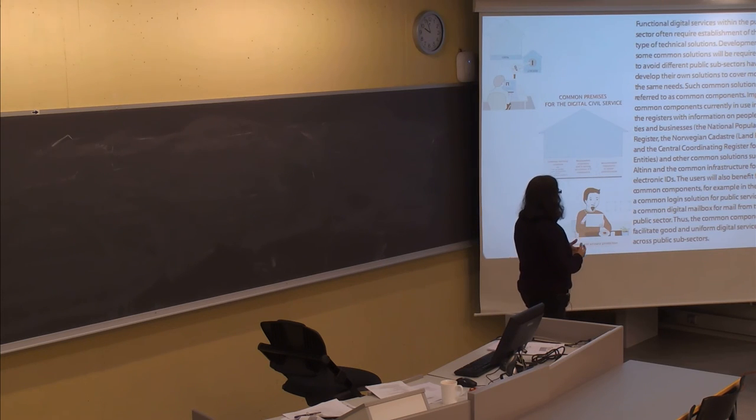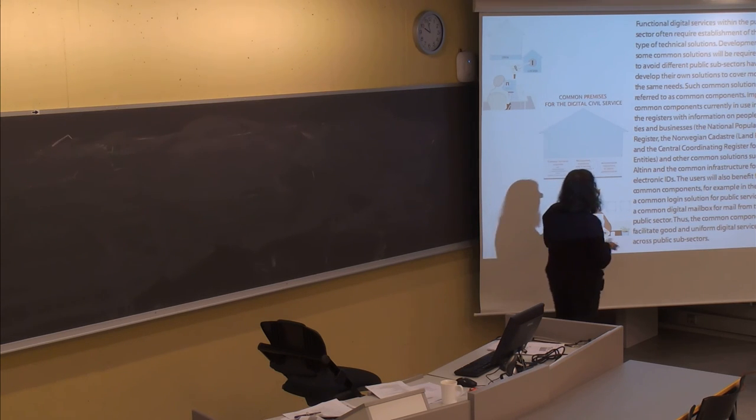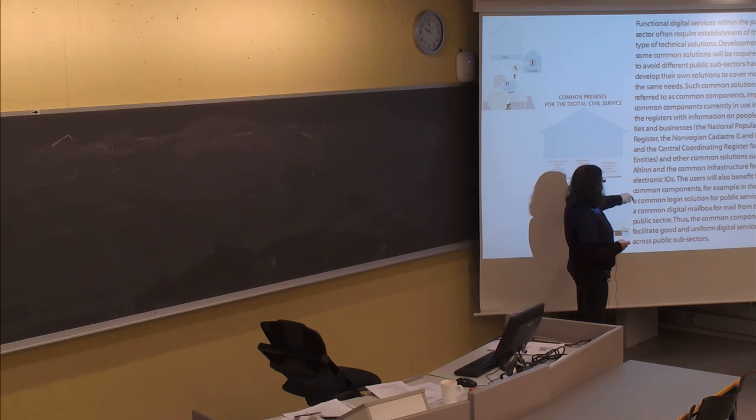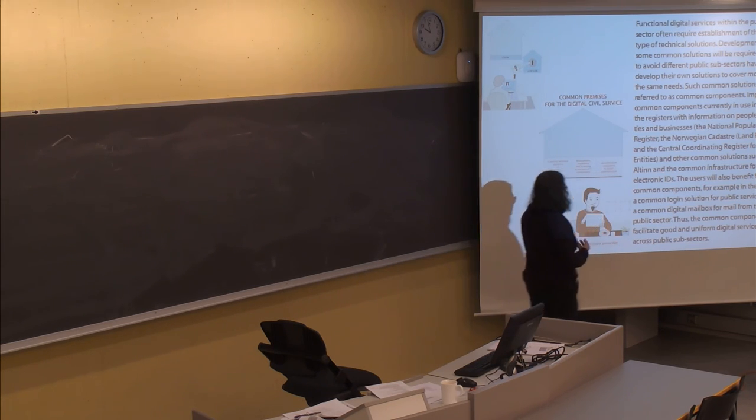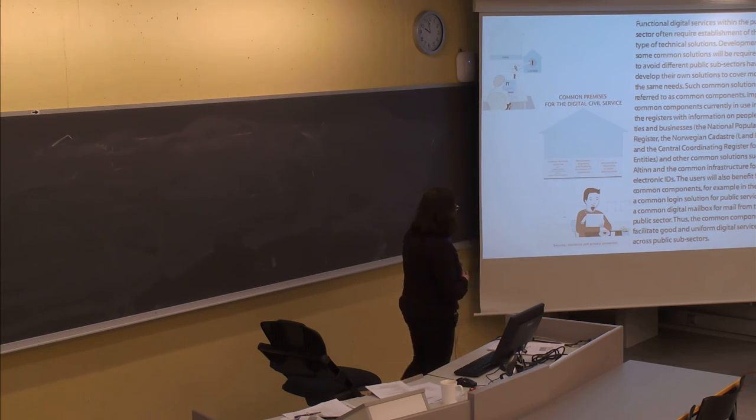The National Population Register is a database about individuals. The Land Register includes registration about property. And then a central coordinating register for legal issues. So these are different databases that should be accessible and be able to transfer information between them. And then ORCIN will provide the infrastructure of electronic IDs, and the users will benefit from the common components by being able to log in and then get access to all of these services through this one digital mailbox.